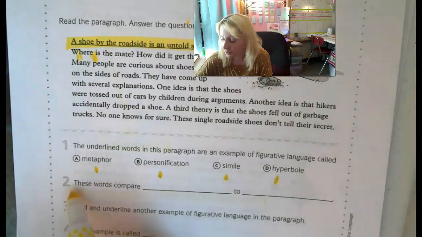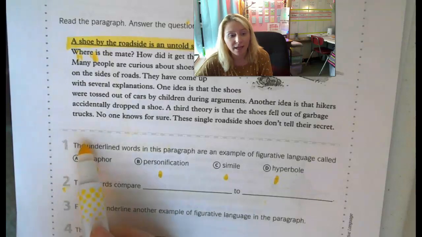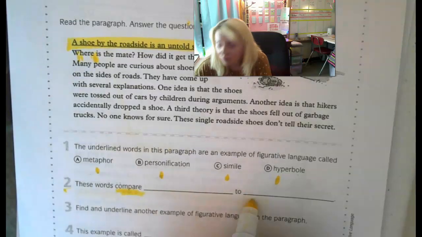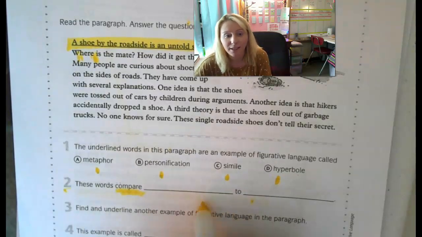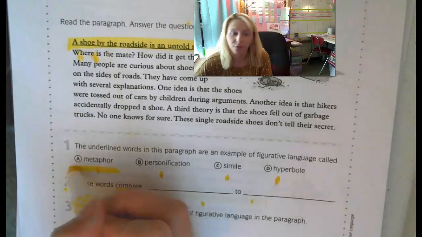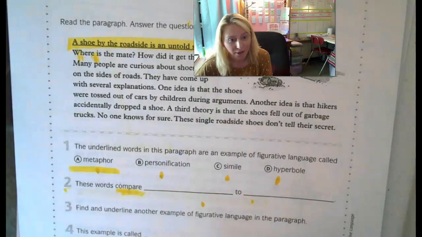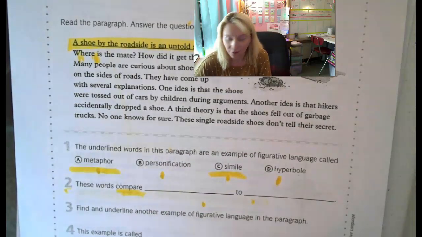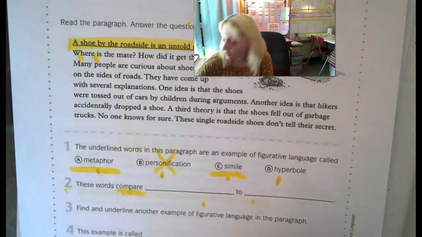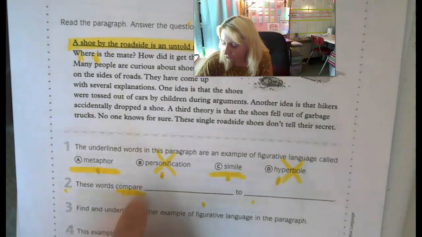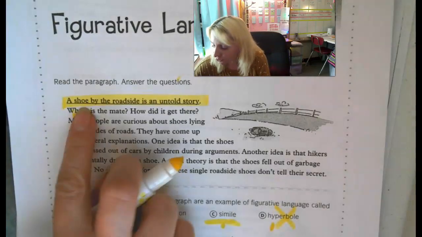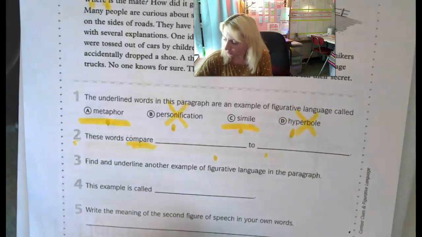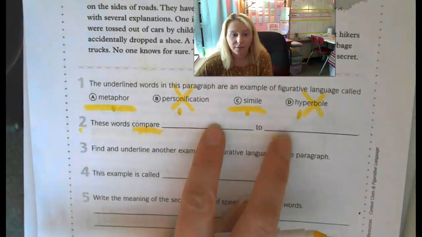And this one, again, number 2, is going to help us answer number 1. Because it's comparing two things, then it has to be either a metaphor, which compares two things without using like or as, or a simile, which compares two things using like or as. So it's not personification, and it's not hyperbole, because two things are being compared here. A shoe by the roadside is an untold story. So what two things are being compared there?